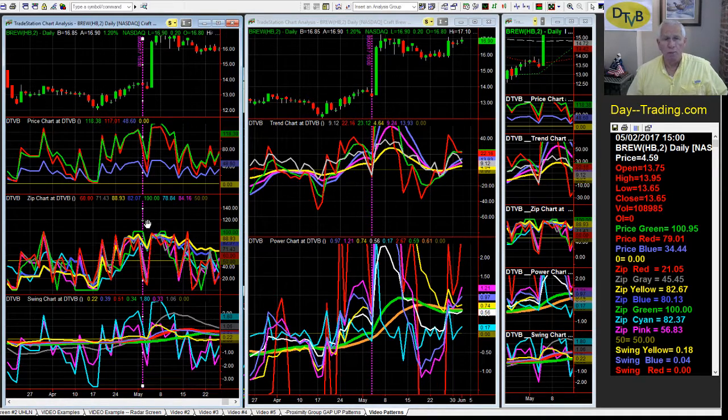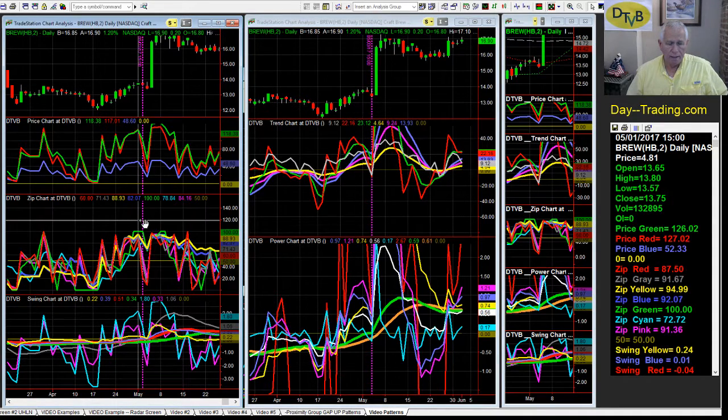Normally you would say, hey, this does, but I mean 99.9% of the time you never see a red spike with zip green at 100, because there's a lot of people staying in the market, and yet the price or the zip red line went way down.